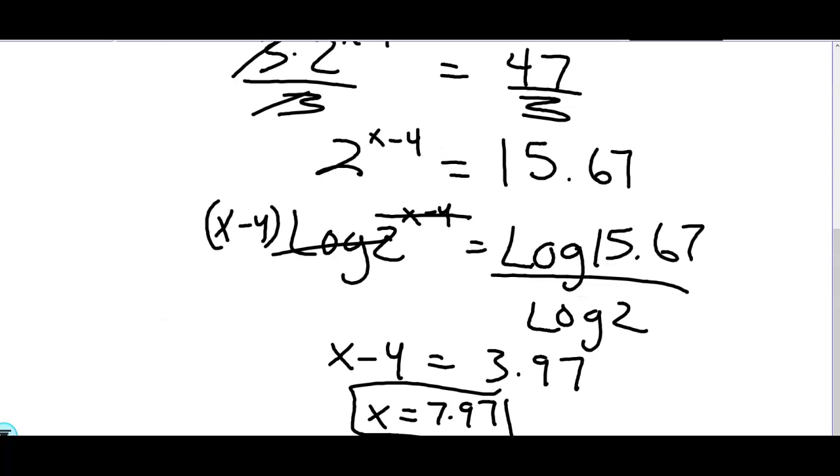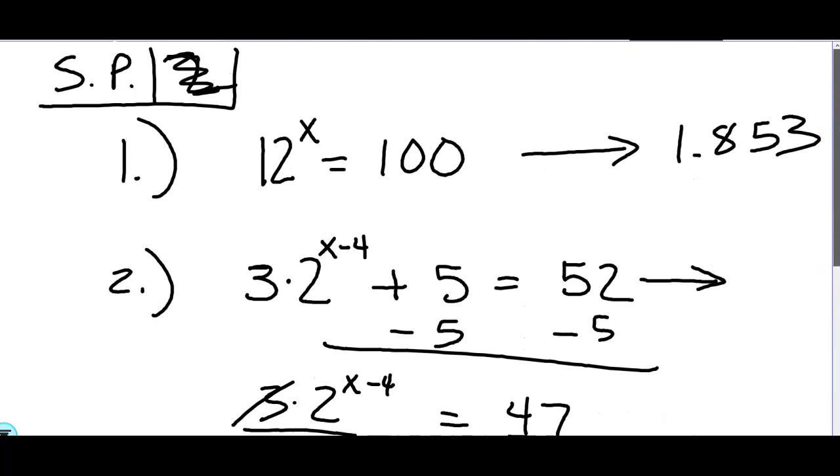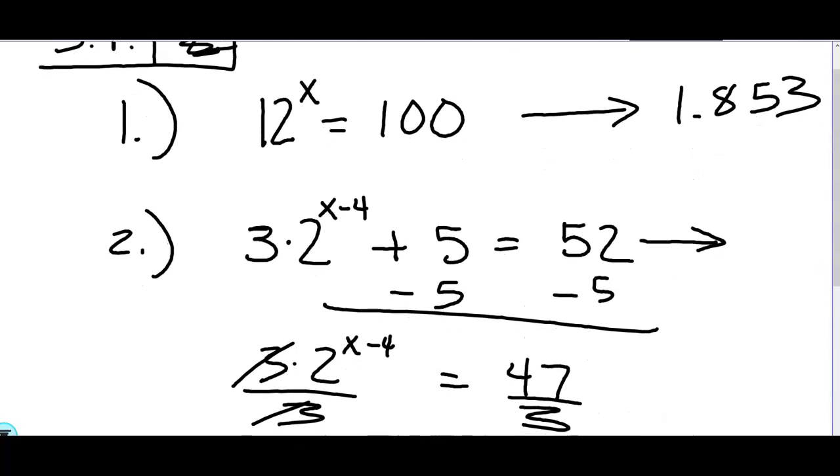So there's your answer for number 2. The answer for number 1 was 1.853. That's the basic idea. I want to talk about 2 little details here. X equals 7.97, and I just added 0 at the end of that. Cool.